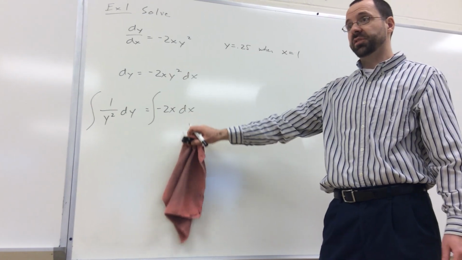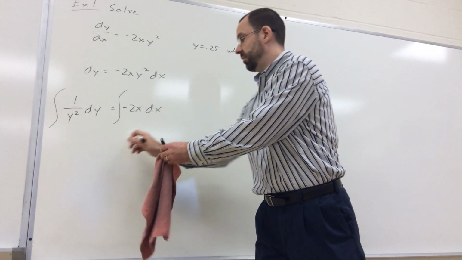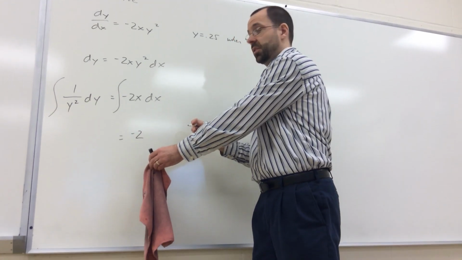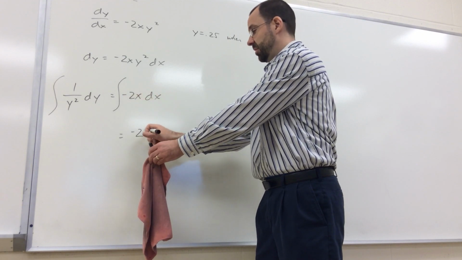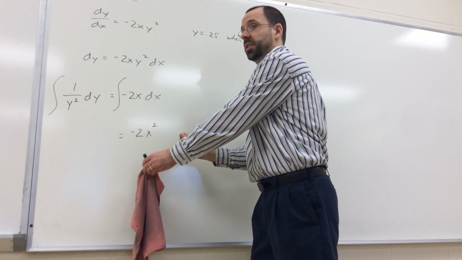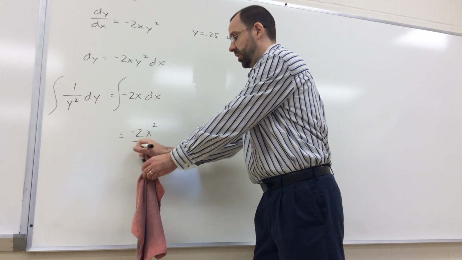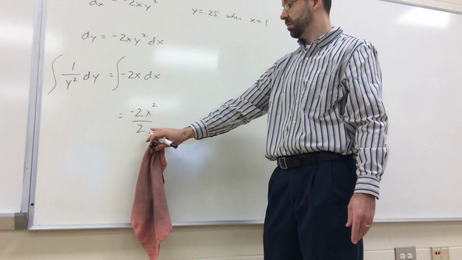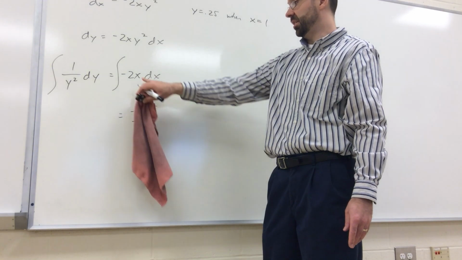So now let's start with this side. Antiderivative of that is, well, the negative 2 is just a constant, so it just stays. This is x to the first power, so you add 1. So it becomes x to the second power, and divide by the exponent. So that is the antiderivative of that.